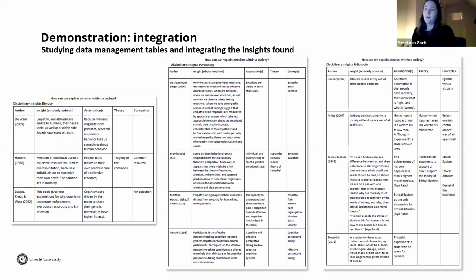In the pressure cooker, as you know, we have the disciplines biology, psychology, and philosophy. You would be getting one data management table per discipline, and you would be asked to find concepts, insights, theories, assumptions, phenomena, and try to integrate them using integrative techniques that can be found in Repko and Szostak's book.